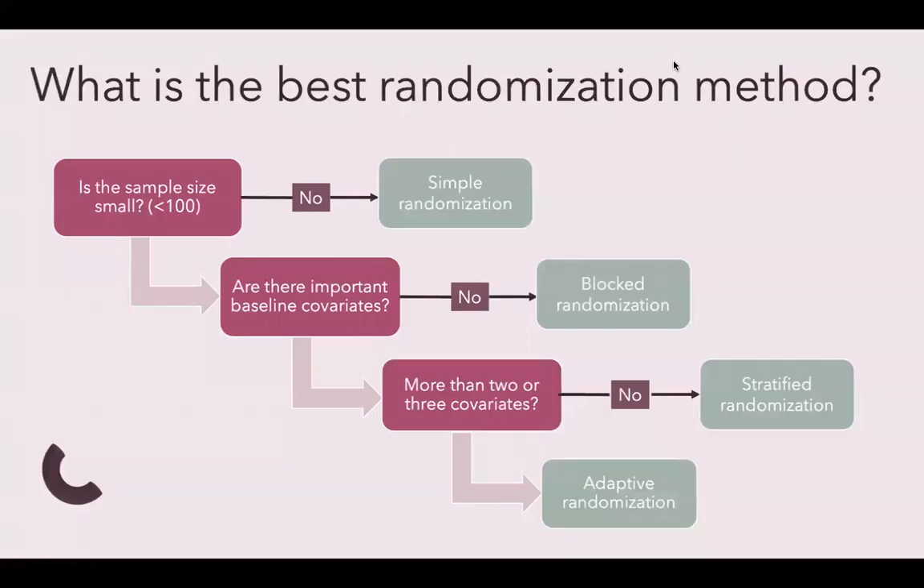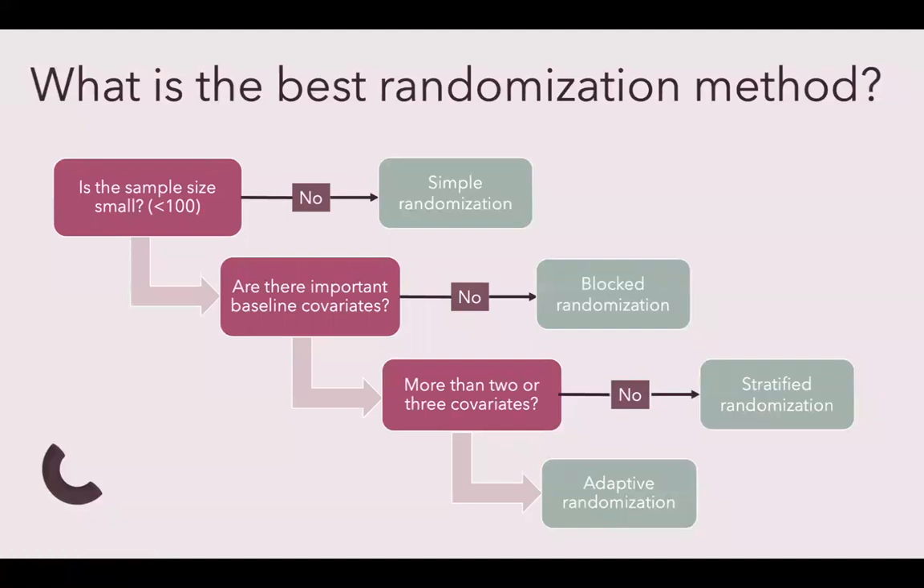So what is the best method of randomization that we can choose? There is no absolute best method for randomization. In general, any method can work well in a trial with a large sample size. So if sample size is our main parameter to decide, then we can say that if we have a small sample size of roughly less than 100, we would prefer a simple randomization.